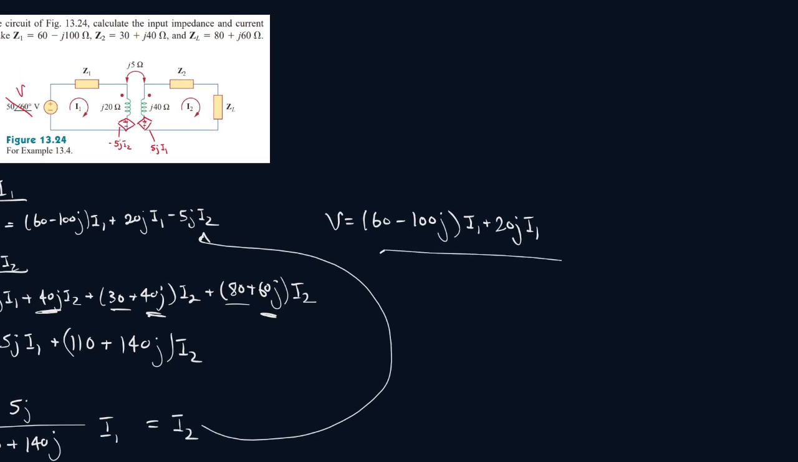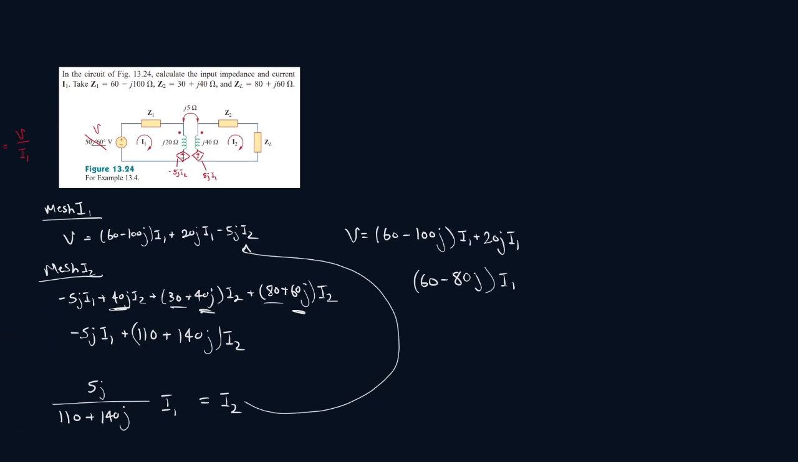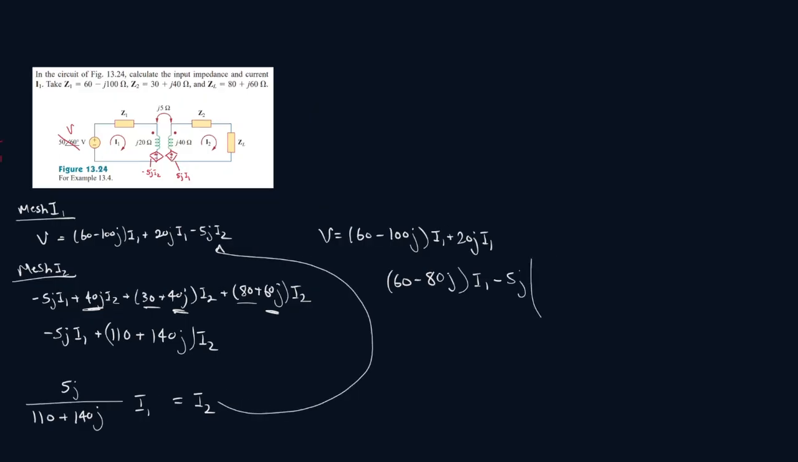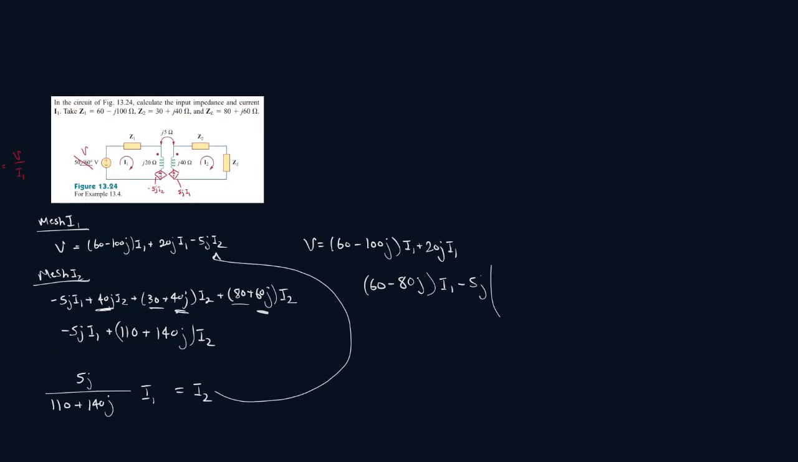Let's first combine these two. So it'll be 60 minus 80J, and then we have I1 sitting outside here. Minus 5J, and we just incorporate the large equation out here: 5J all over 110 plus 140J, I1.